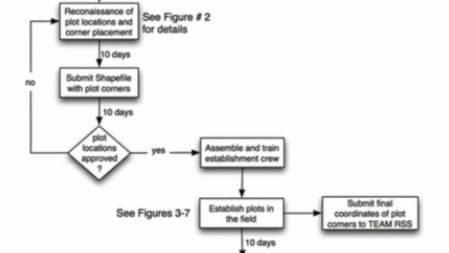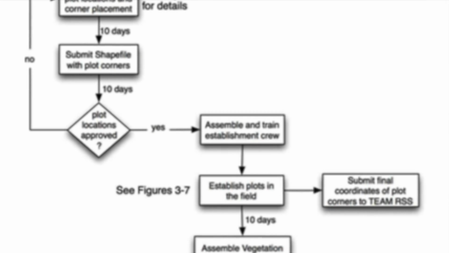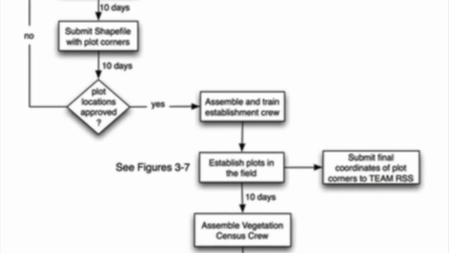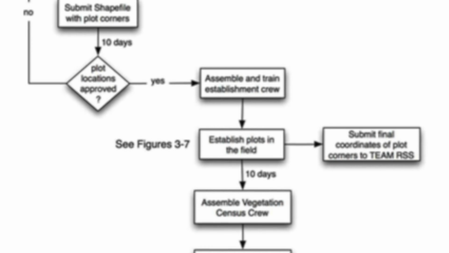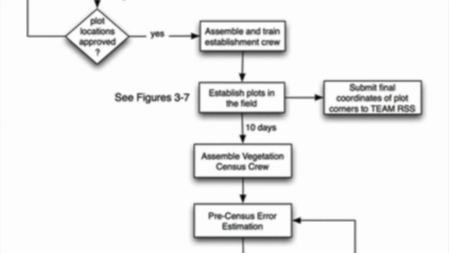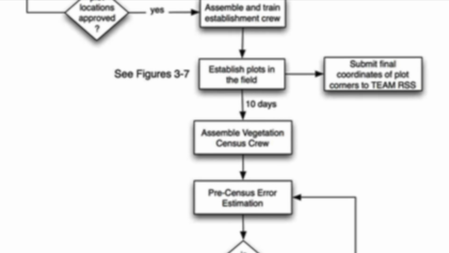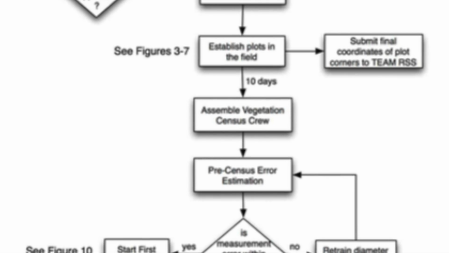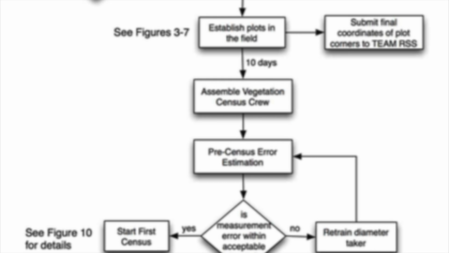Once locations are approved, the establishment crew has to be assembled and trained. Training is not limited to but includes reading a compass and using a clinometer. Plots can now be established in the field, and final coordinates of the plot corners, bearings, and 20 x 20 meter subplot numbers can be submitted. A vegetation census crew needs to be assembled and trained and are selected by the site manager.